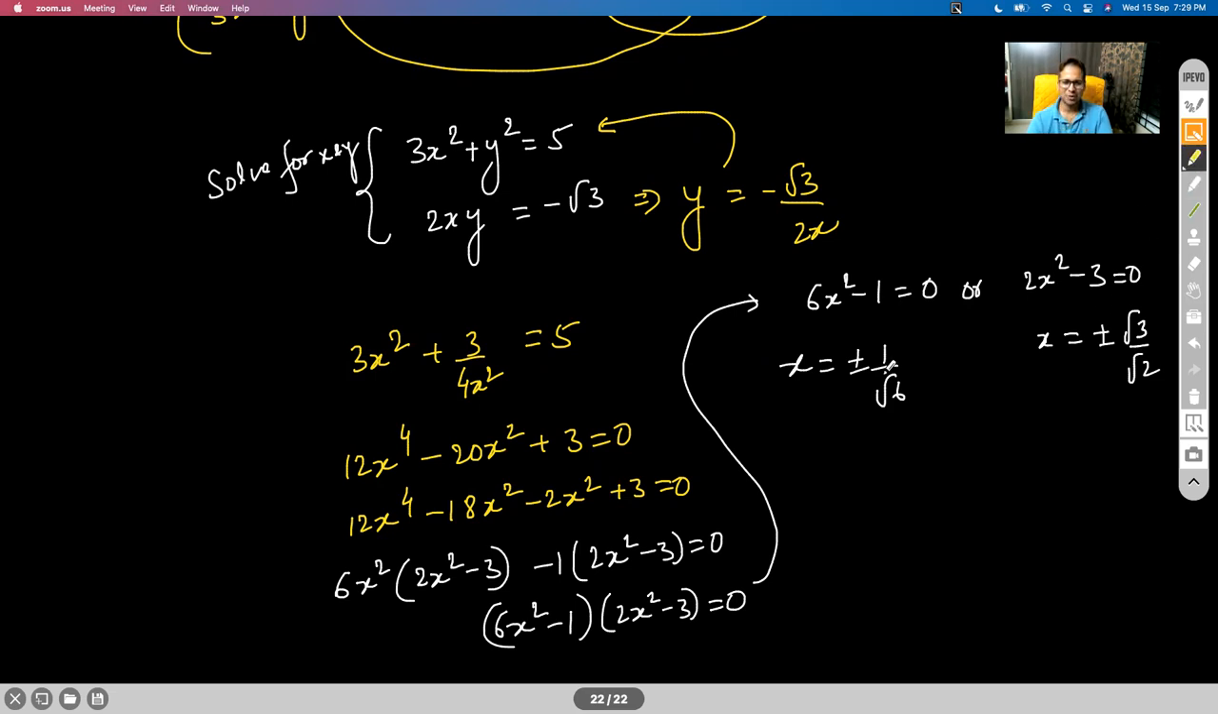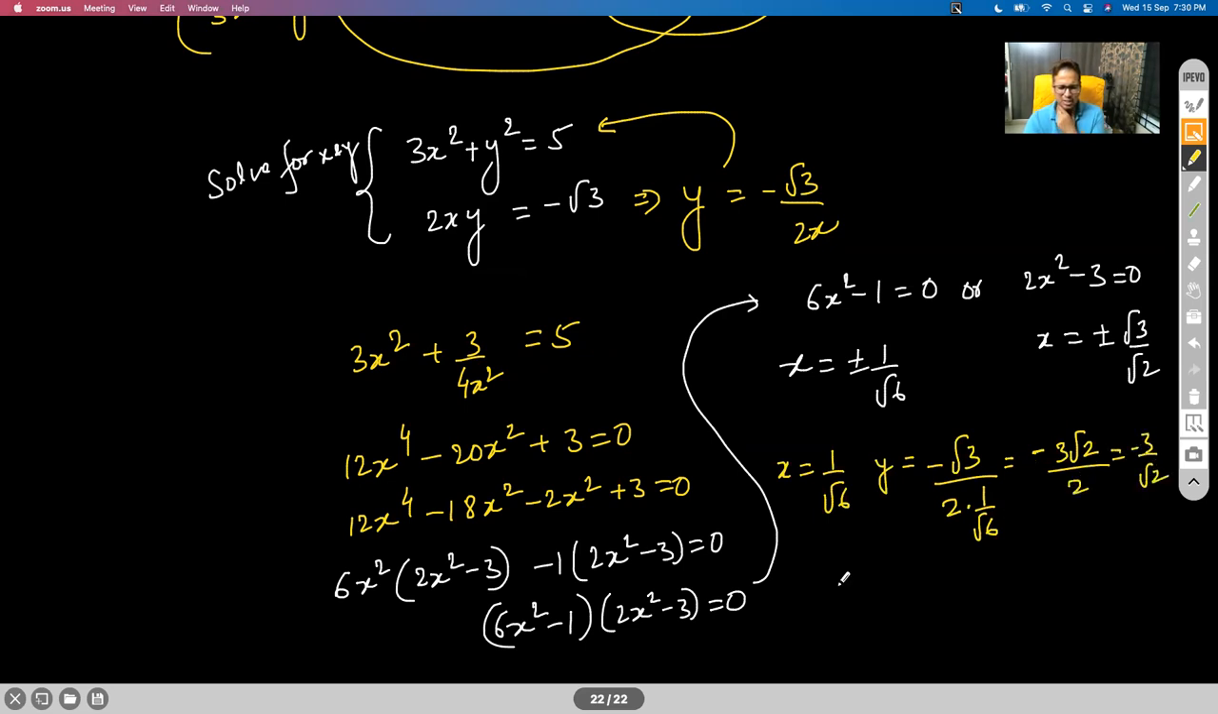Correct? Now, once you've got your x, start finding your y. So let's put 1 by √6 first. So y will become minus √3 by 2x. So √6 will go up. So if I'm not mistaken, this will give you minus √18 by 2. √18 is 3√2. So this is minus 3 by √2. So one complex number that you will get is 1 by √6 minus i·3 by √2.